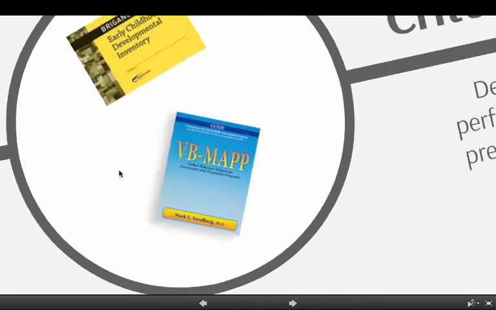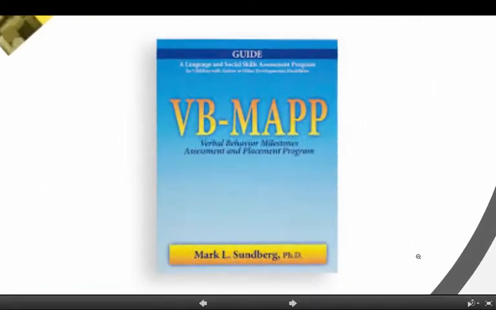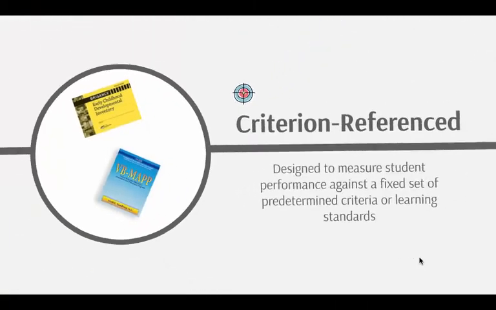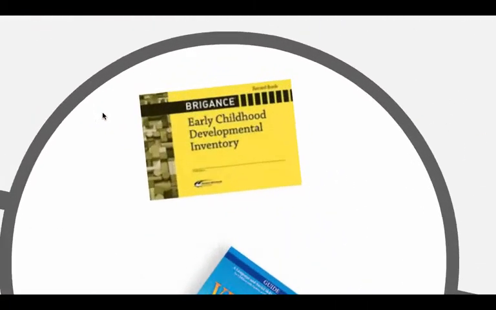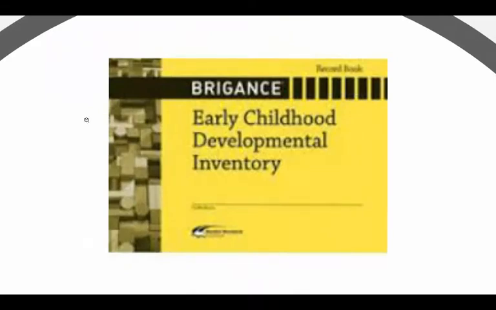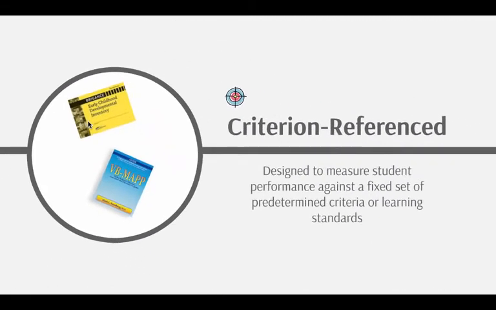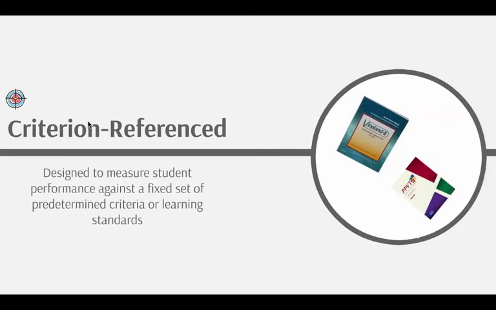Now, the VB-MAPP, which we've talked about pretty extensively already throughout the modules, is a type of criterion referenced assessment. Another one is referred to as the Brigance Early Childhood Developmental Inventory. That is a criterion referenced assessment. So you're constantly evaluating the person against these standards, predetermined criteria, and learning standards, and you're looking to make a determination as to where the individual is in relationship to those standards. And once again, as I mentioned, assessment is a dynamic process, so we're constantly repeating the assessment process to make a determination as to whether or not we've made any progress.